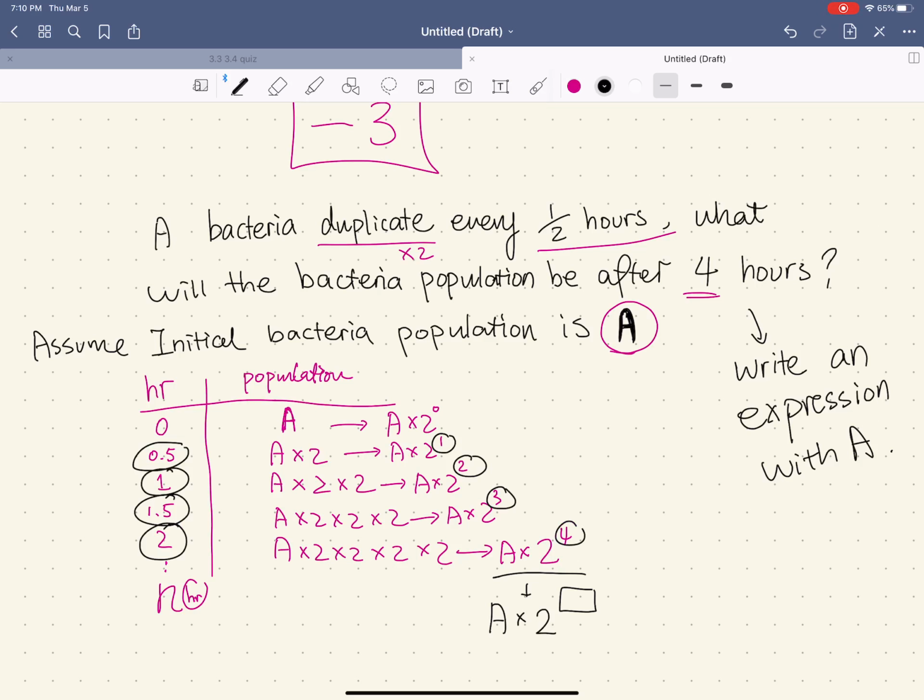Times 2, we have 4. Hopefully you notice the relationship is actually times 2. Whatever time that is, you double to get the exponent, okay? So it's basically n times 2, or 2n, sorry. I just want to write 2n. That's easier. If you got that, awesome.